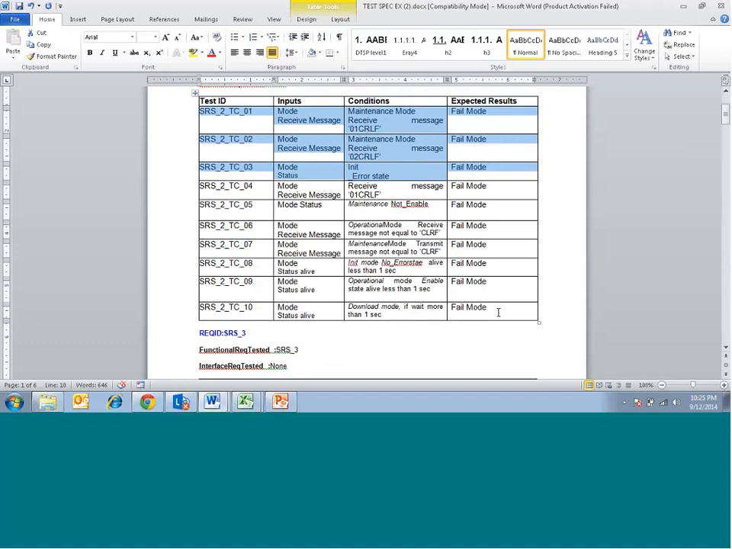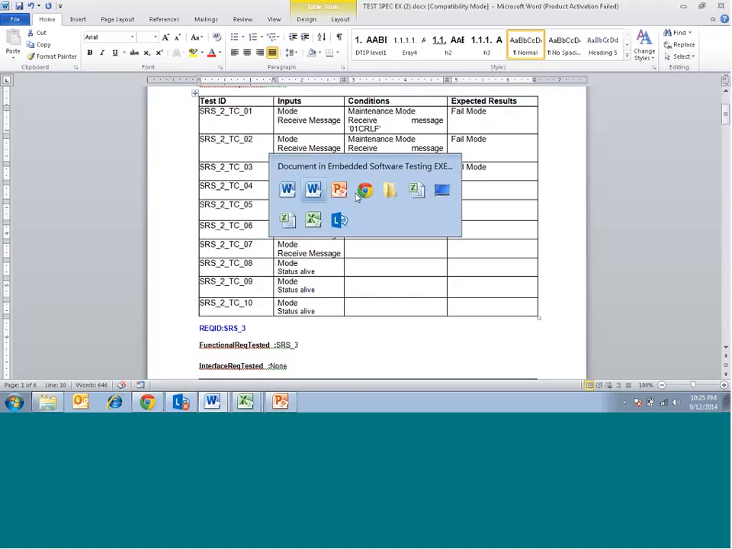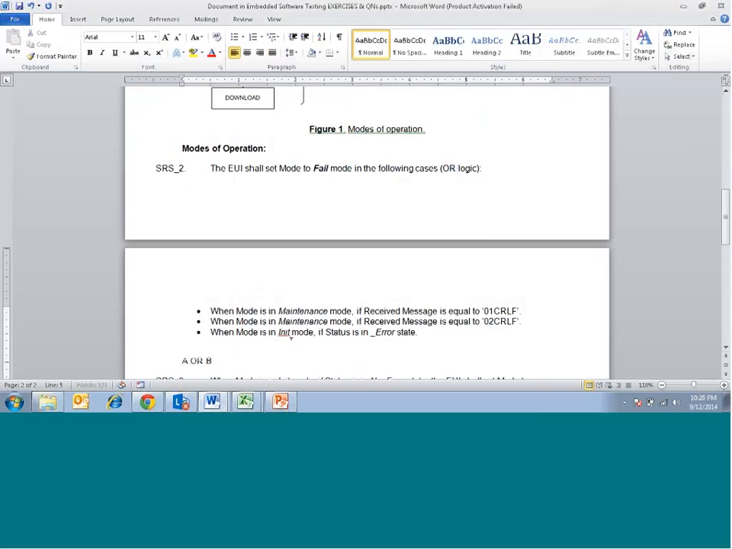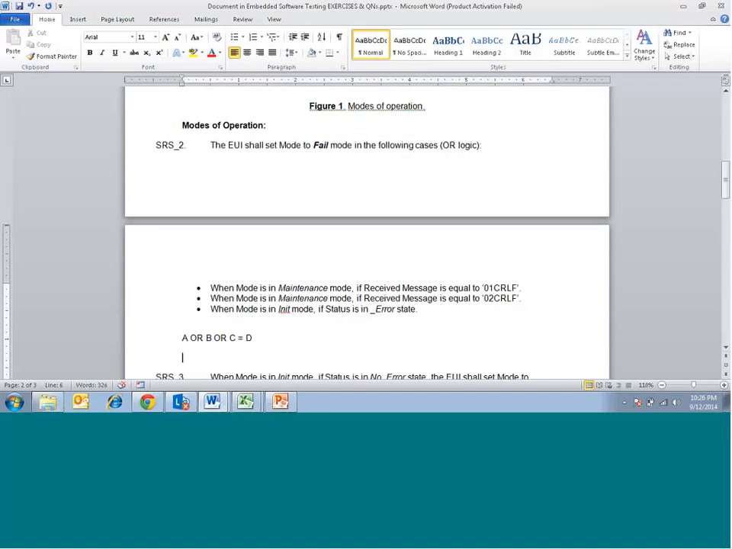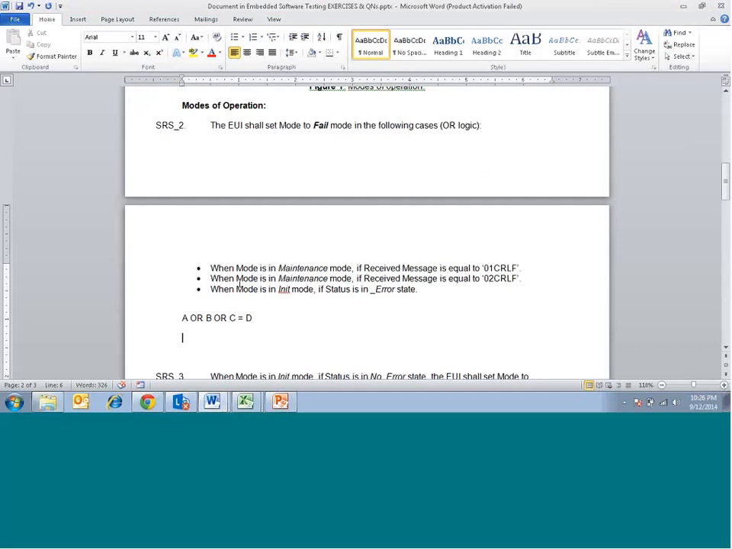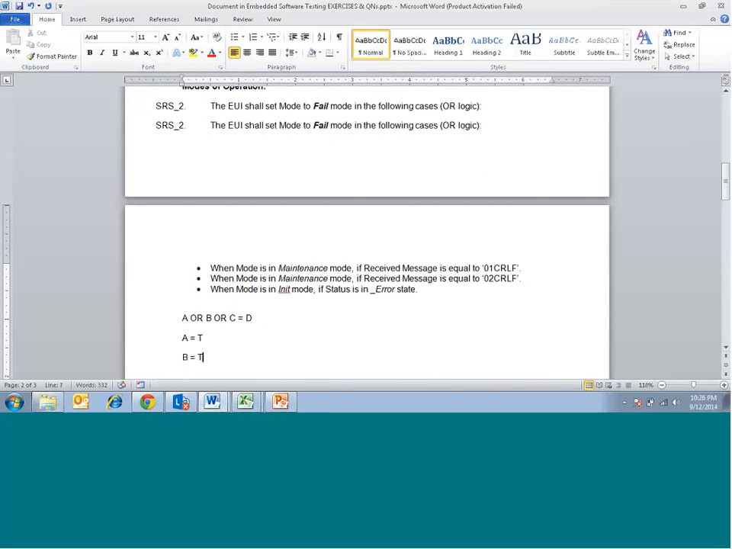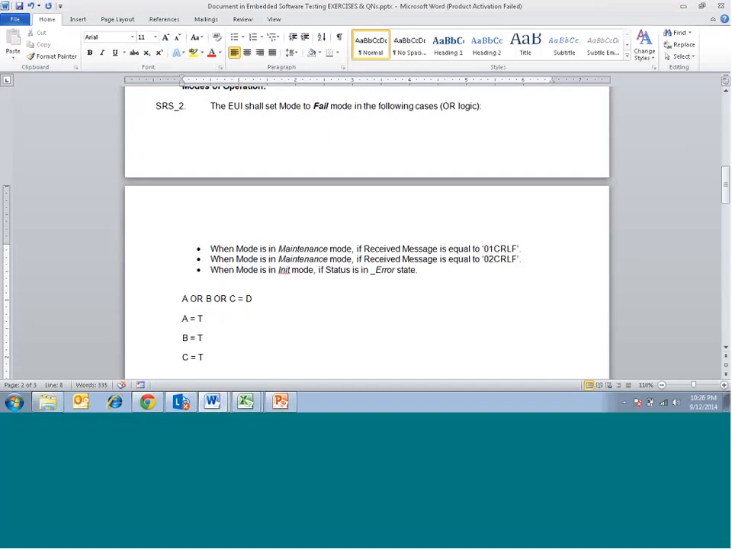Next, let's try to define. Now, this is our logic. Any of these conditions or multiple of these conditions occurring, so we have something like A or B or C equal to D. D means it's a failure mode. So we are going to have a truth table sort of thing, where either A can be set to true, or B can be set to true, or C can be set to true. In that condition, this should go to fail.